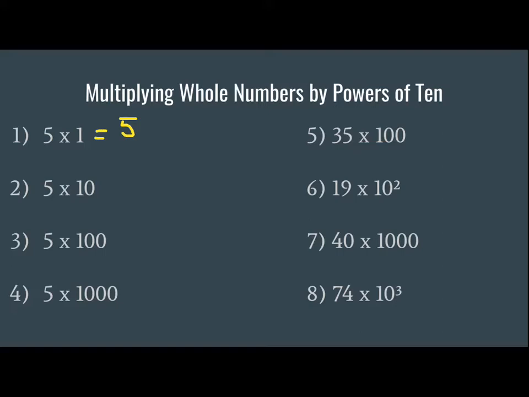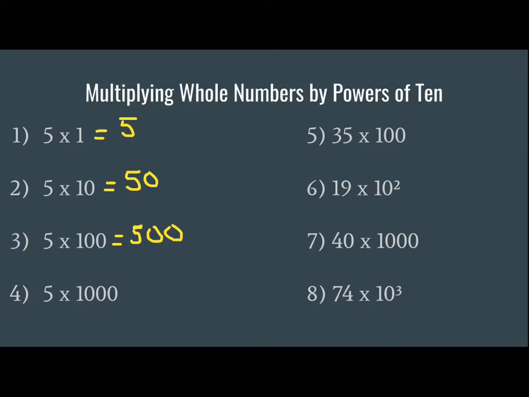Okay, let's continue to number 2. 5 times 10, we know our basic fact of 5 times 1, which is 5, and we add our 0, so 5 times 10 we know is 50. Number 3, 5 times 100. Same thing, our basic fact is 5 times 1. And we have our 2 zeros to make 500.